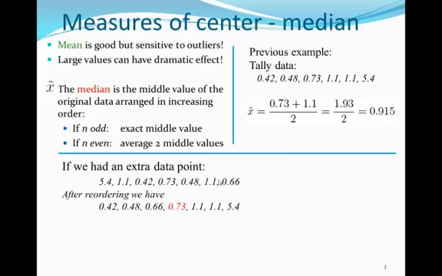Let's say we have an extra data point, adding 0.66 to this data set. After reordering, we have 0.42, 0.48, 0.66, 0.73, 1.1, 1.1, 5.4. The median here is 0.73 because the sample size is 7, which is odd, so the exact middle value will be our median. So outliers have a very strong effect on the mean, but not so much on the median. Sometimes you can use the median to replace the mean in order to get a good measure of center.